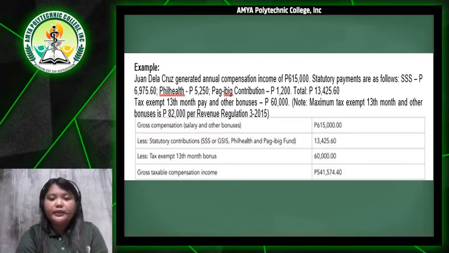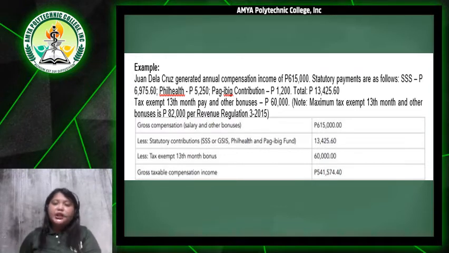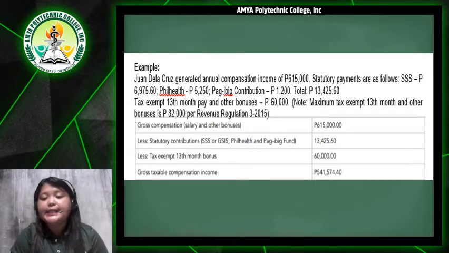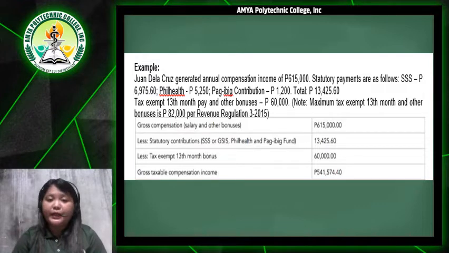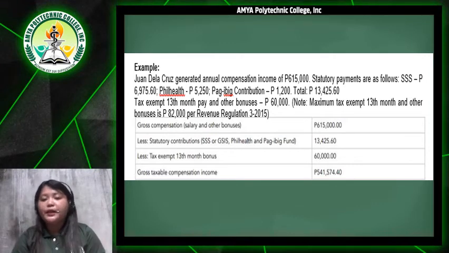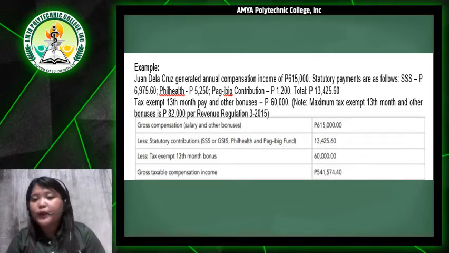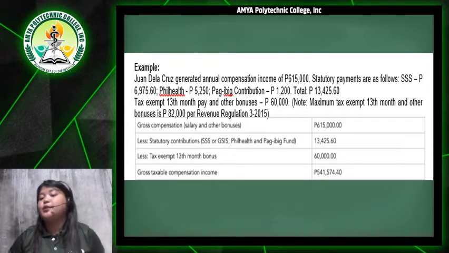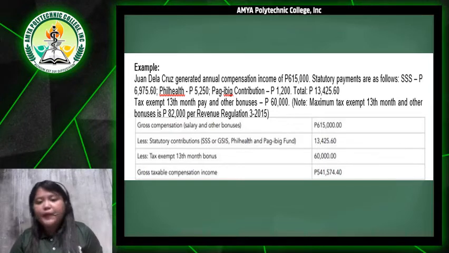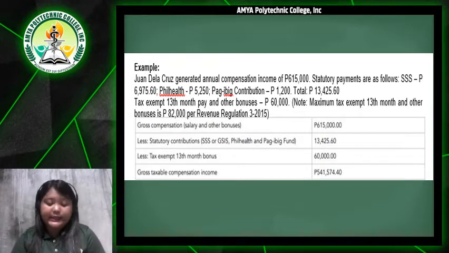So the net is equal to the net taxable compensation income. Here we have an example. Juan de la Cruz generated annual compensation income of 615,000 pesos. The statutory payments are as follows: SSS is 6,975 pesos and 60 centavos, PhilHealth is 5,250 pesos, and the Pag-ibig contribution is 1,200 pesos, for a total of 13,425 pesos and 60 centavos. The tax-exempt 13th month pay and other bonuses is 60,000 pesos.